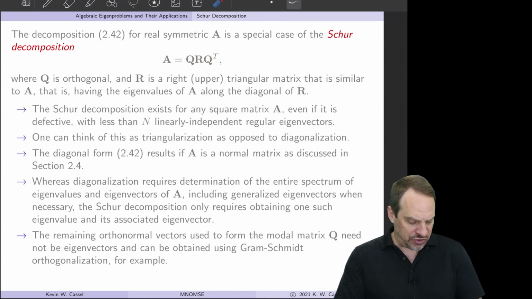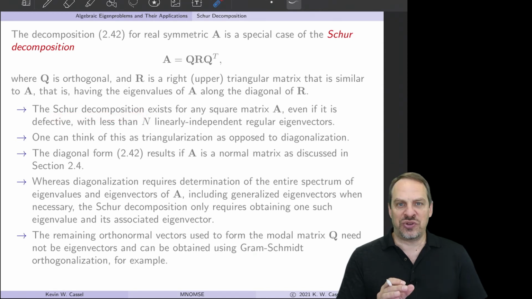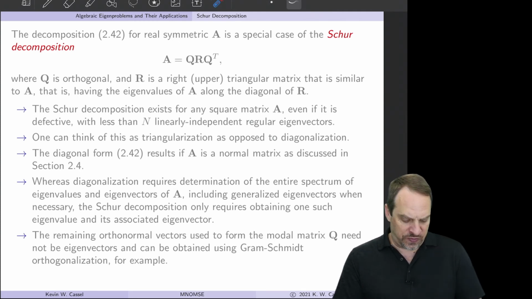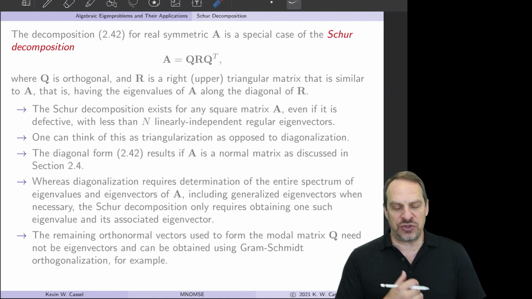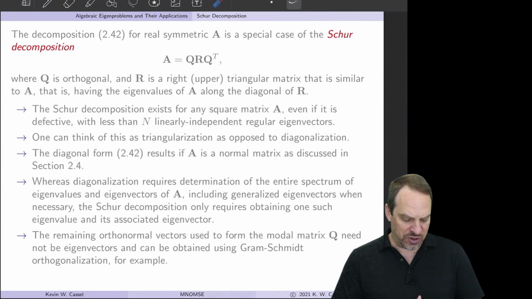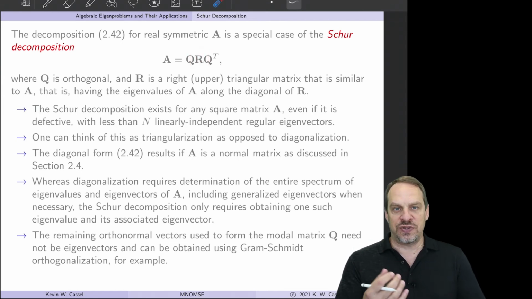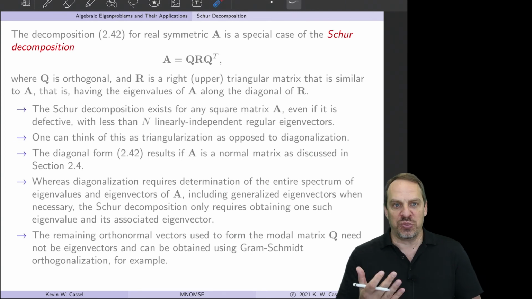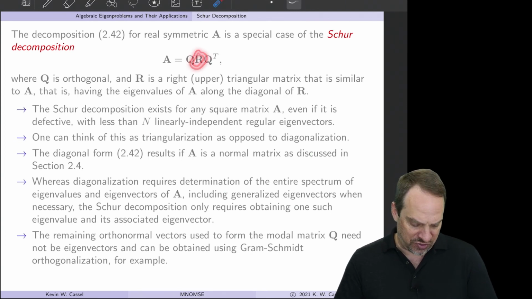It turns out that the Schur decomposition exists for any square matrix n, even if it's defective. So even if there are fewer than n regular eigenvectors of the n by n matrix A, if A happens to be normal in the context of our discussion in section 2.4, and of course symmetric matrices are normal, then this will produce a D. So it'll be diagonalized. In that case, if it's not normal, then it will produce a right triangular matrix R.